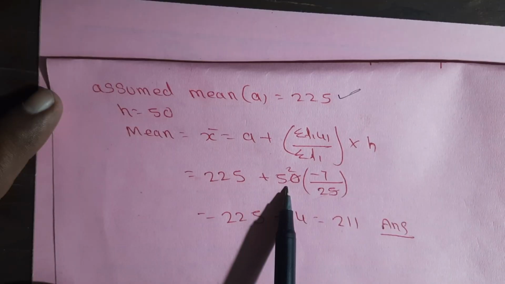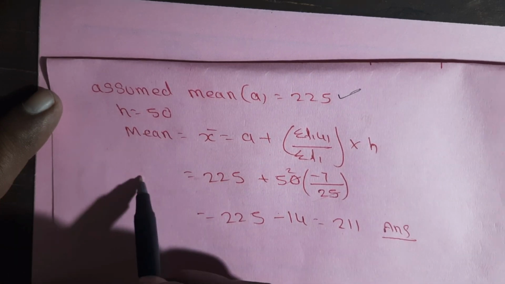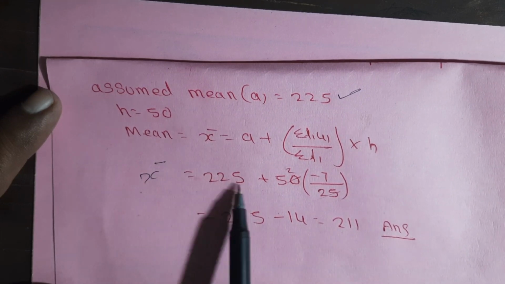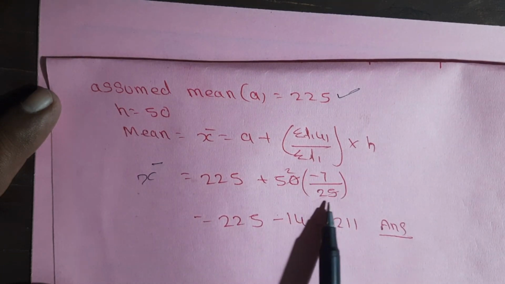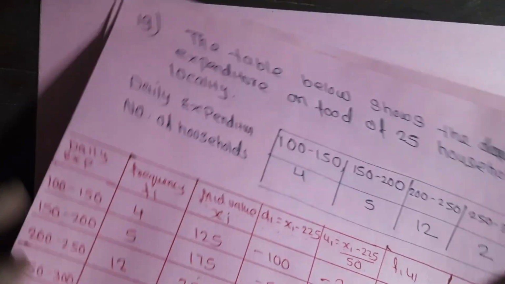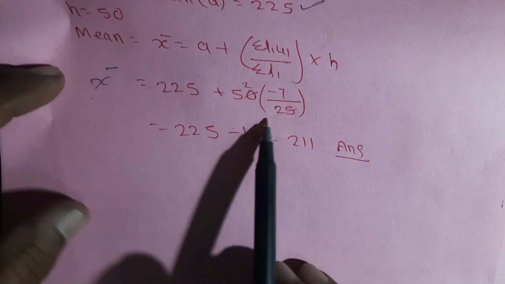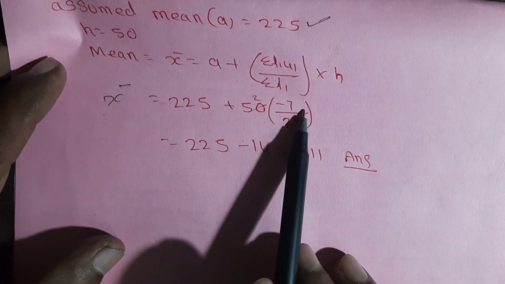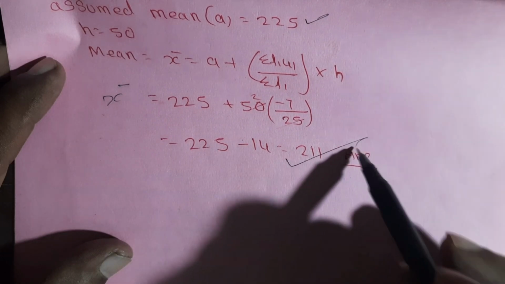Now come to the mean formula. The assumed value a is 225, h is 50, and sigma f1 u1 upon sigma f1 is -7 by 25, because here we got -7 and the total frequency is 25. We have put the values here. Now 25 twos are 50, 7 twos are -14, so 225 minus 14 is 211. That is the answer.